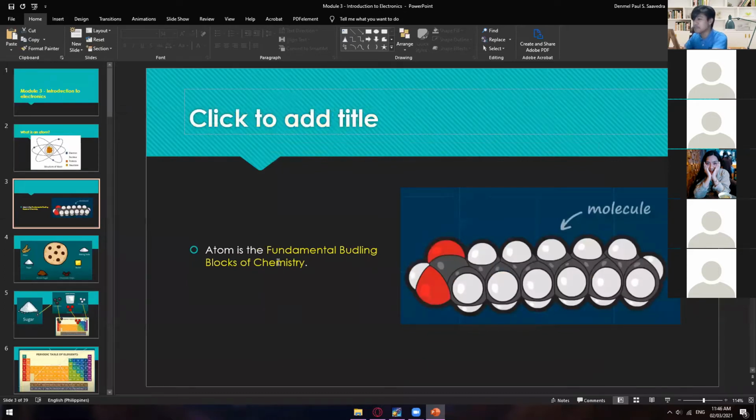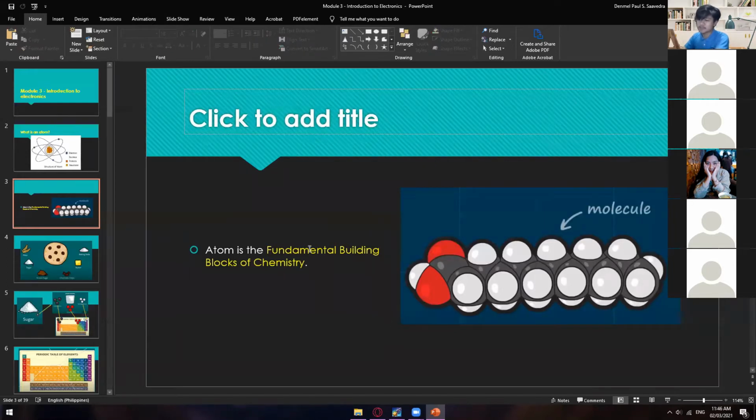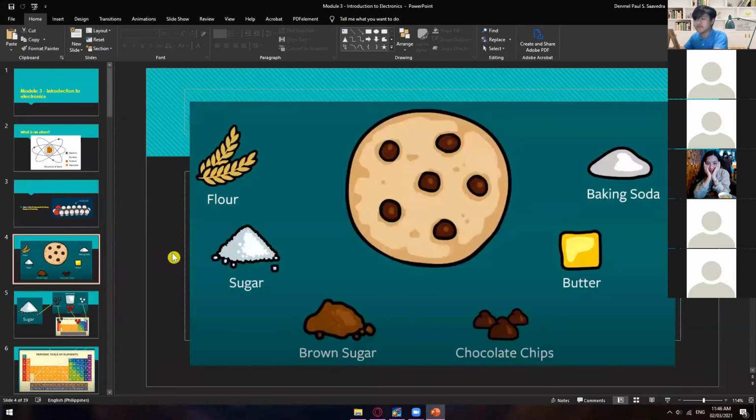So let's have a short history of the atom. The atom is actually the fundamental building block of chemistry. I will show you guys later on why the atom is the building block of chemistry, like the periodic table of elements. So let's start with this cookie. In anything, we can actually figure out what the ingredients or particles inside of that thing are. Like for example, a cookie.